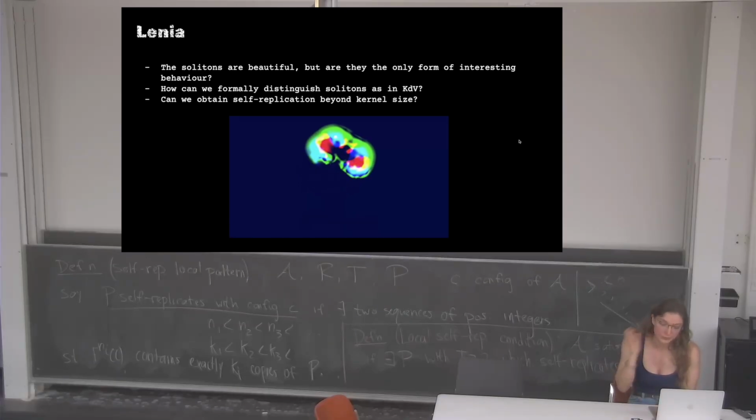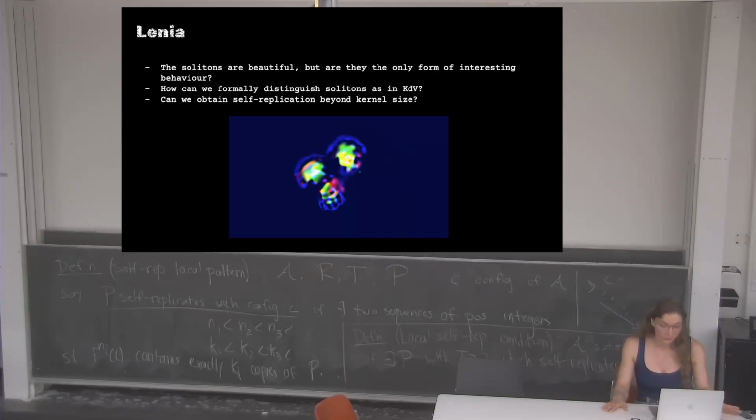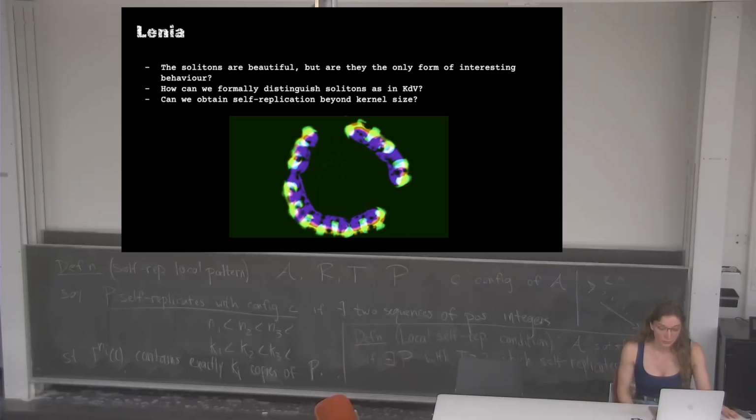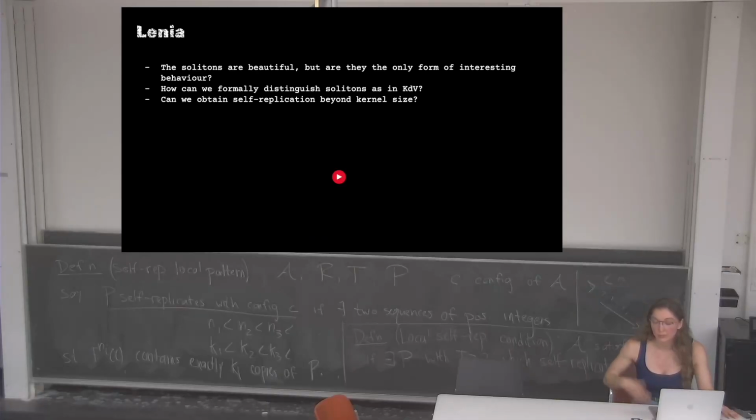Another interesting thing, which maybe you have thought of, is studying self-replication in Lenia. There are some very interesting examples of self-replicating solitons, but very rarely can we see creatures that would self-replicate whose size would go much beyond the kernel size, which in some sense means it is hard-coded in the actual local rule of Lenia. So the question is, can we find self-replicators that are much larger than the kernel size in Lenia?